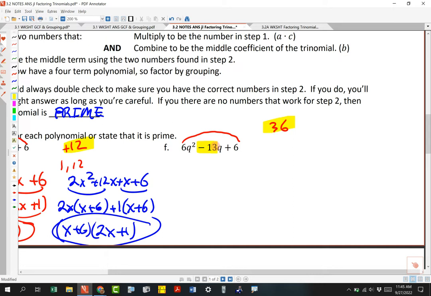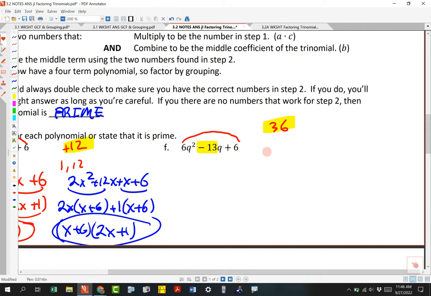What can you tell me about the signs of the numbers? If they multiply to be a positive and combine to be a negative, what can you tell me about the signs of the numbers? Hannah? Both of them have to be negative. Zach, do you know what the numbers are? It would be -4 and -9.